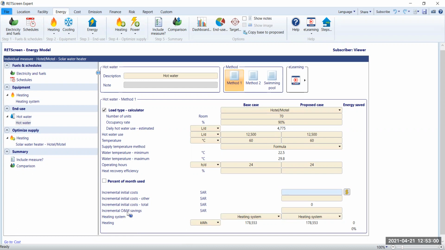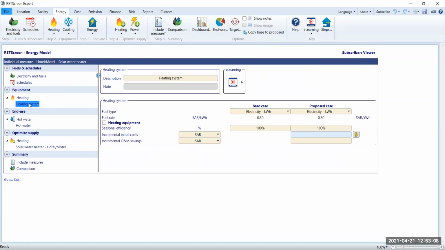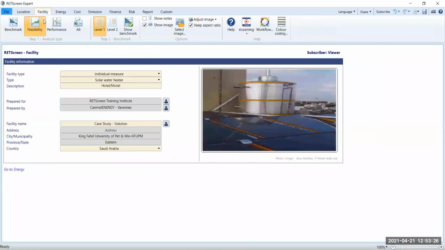So basically, this is all that you have to do. It's a selection of the city that you are in, or where you are going to have your project running, and going through the process: location, city, and then you begin by applying or uploading the case study, specifying the city from this button, then going for facility. You are not going to change much here, but we're talking about a hotel and motel, solar water heating, and basically it's Eastern Saudi Arabia, Dhahran.